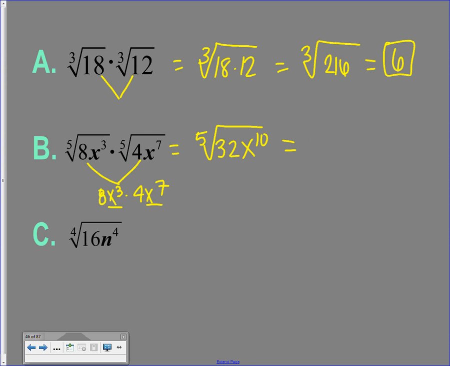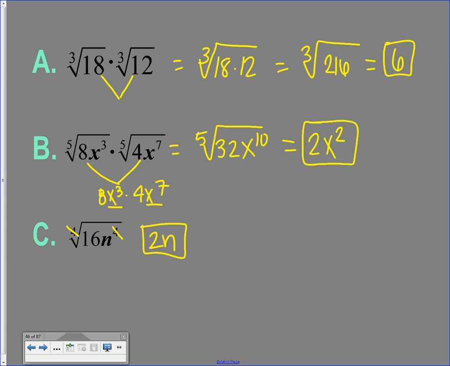Now we do know the fifth root of 32. That's an exact answer of 2. Before, we didn't know the fifth root of 8 or the fifth root of 4, so this is a really nice way to get it exact. And the fifth root of x to the 10th is going to be x squared. So then we can go ahead and move on. Part C. We've got the fourth root of 16, and we know the fourth root of 16 is already perfect, so that's 2. And the fourth root of n to the fourth, the 4's will cancel each other out, so then we would just get 2n.